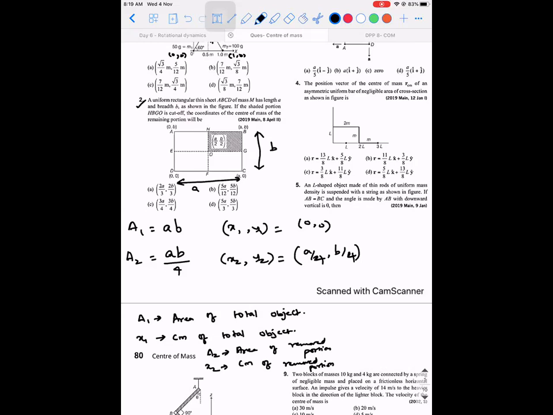Oh, guys, one minute, I'm sorry. They have given it, I didn't see it in the question. They have given this point as origin, that's why I was wondering. So x1 comma y1 will be how much? It will be a by 2 comma b by 2. Then x2 comma y2 will be how much? To the already existing a by 2, you need to add a by 4. That will be 3a by 4 comma 3b by 4. Now solve the problem and tell me the answer.